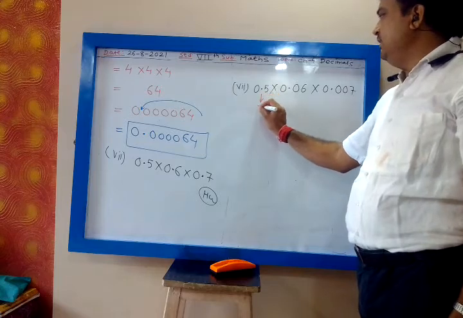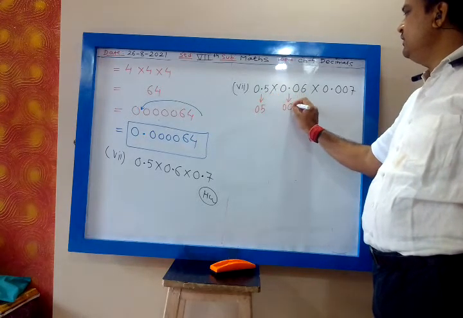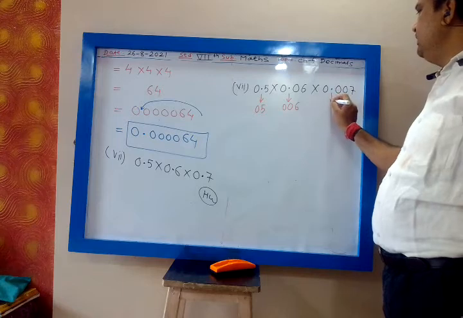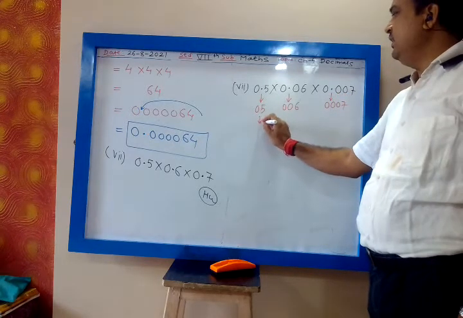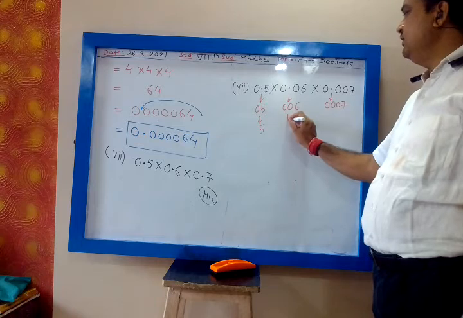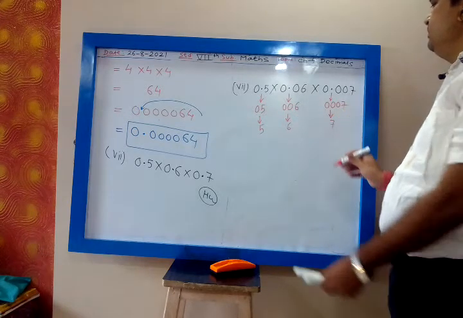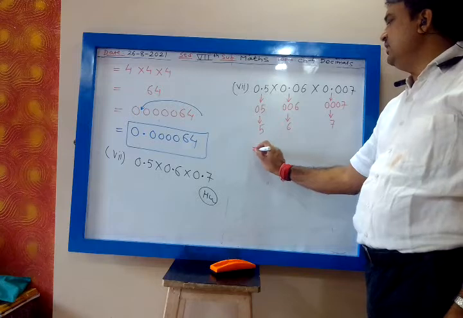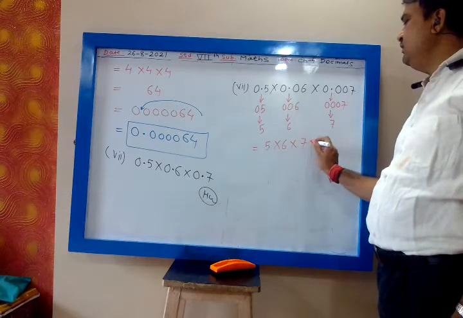So let us neglect the decimal. This is 0.5, neglect the decimal. This is 0.06, neglect the decimal. This is 0.007. 0.5 is the same as 5, 0.06 is the same as 6, 0.007 is the same as 7. So multiply 5 into 6 into 7. That is 210.